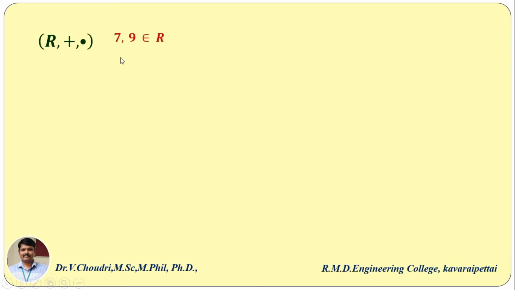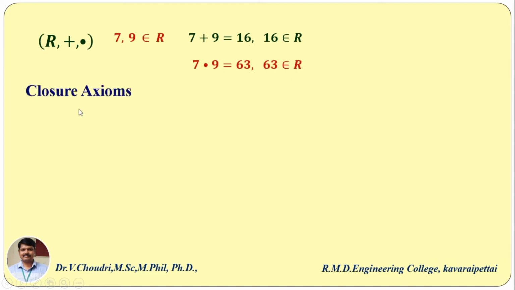For example, I am taking any two elements belonging to the real numbers. The sum of these two numbers and the product of these two numbers both belong to the same set of real numbers. That axiom is called the closure axiom. Here I am taking 7 and 9. The sum is 16 and the product is 63. Both are real numbers. So if any two numbers from the set under plus and under dot satisfy this condition, it is called the closure axiom. If any set satisfies the closure axiom, it is called a groupoid.